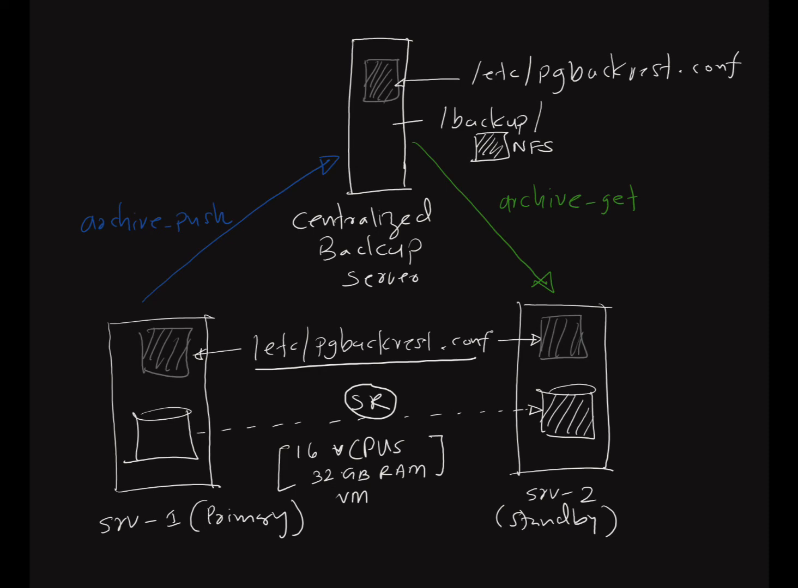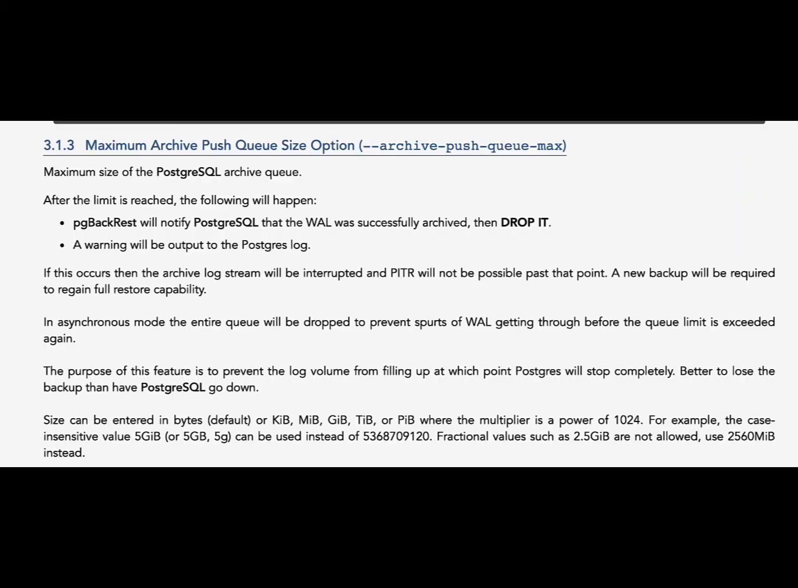I tested the pg_restore again after enabling asynchronous archiving on pgBackRest, but this time also the pg_wal directory got full and the Postgres server got shut down. To prevent the pg_wal directory from getting full, we need to add another parameter to the pgBackRest configuration file. That parameter is called archive-push-queue-max. This parameter sets the maximum size of the PostgreSQL archive queue.